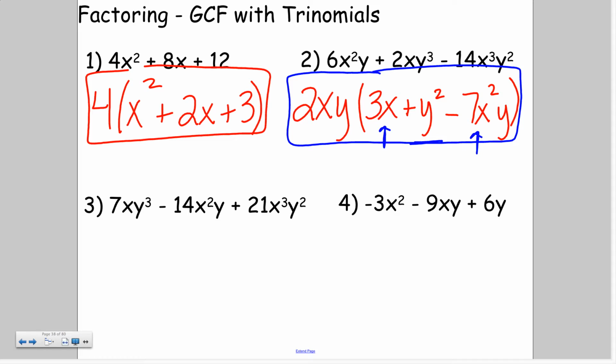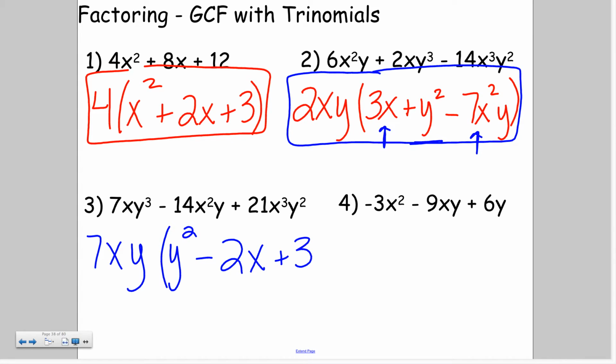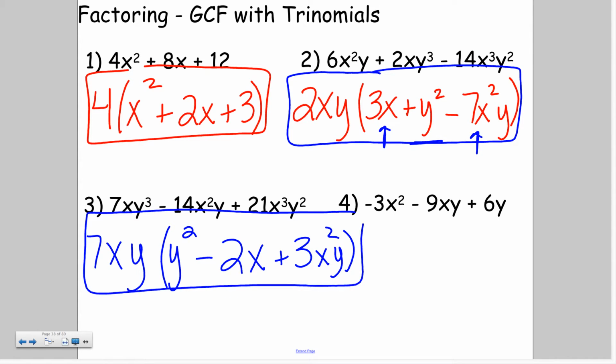Okay. Number 3, I can take out a 7, an x, and a y. That leaves me with y squared minus 2x, because my y's cancel, plus 3x squared y. And again, there's nothing else in common for all 3 terms. Alright, number 4, the only thing that all 3 of those things have in common is a negative 3. There are no variables alike to all 3 of them, just that negative 3. That leaves me with x squared plus 3xy minus 2y.